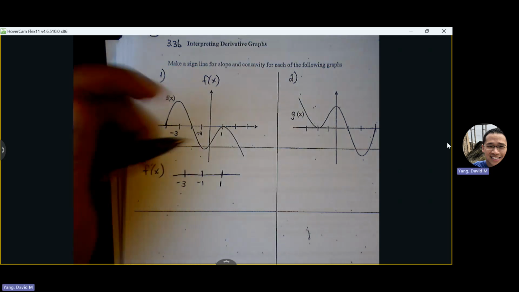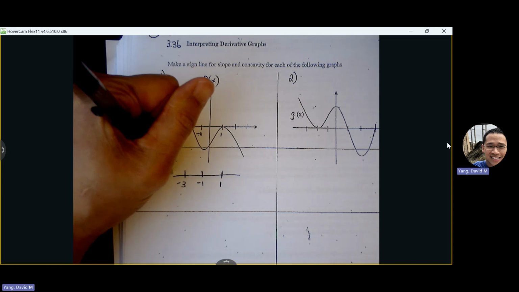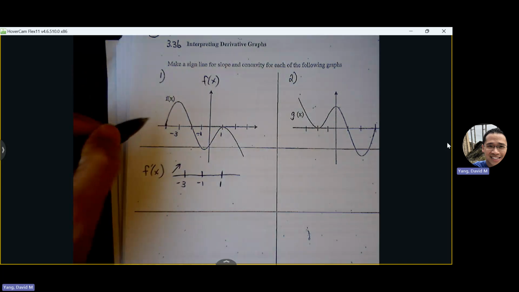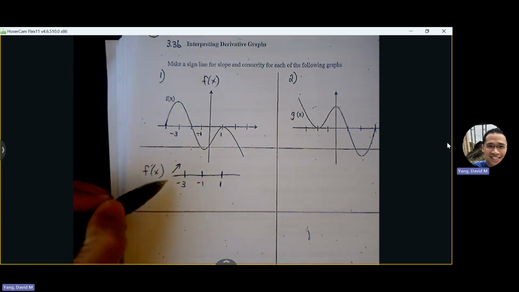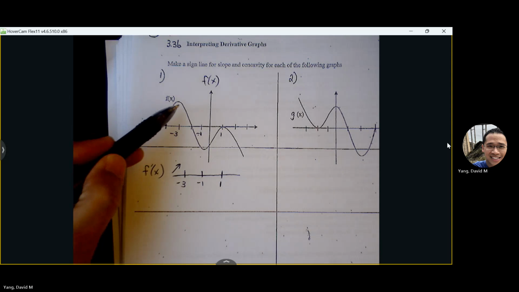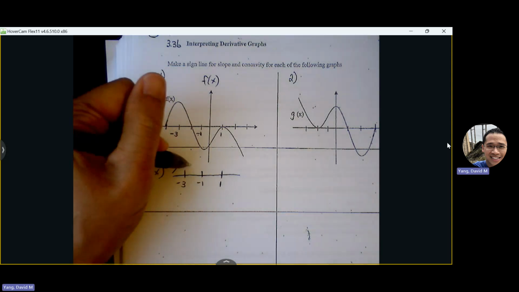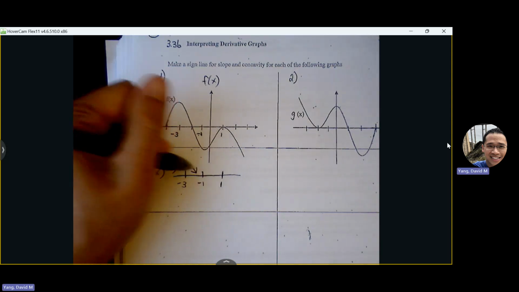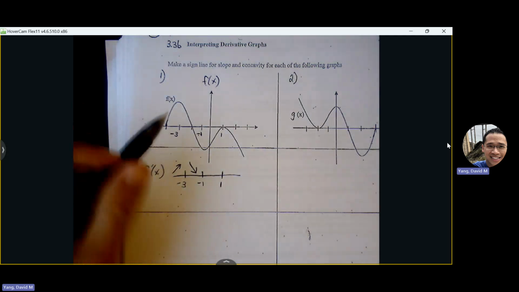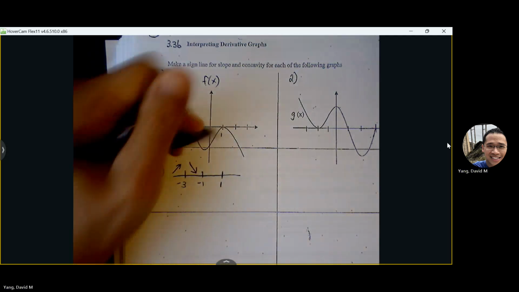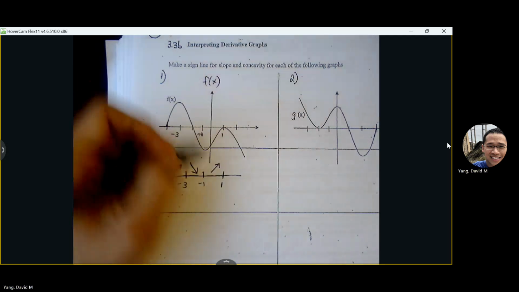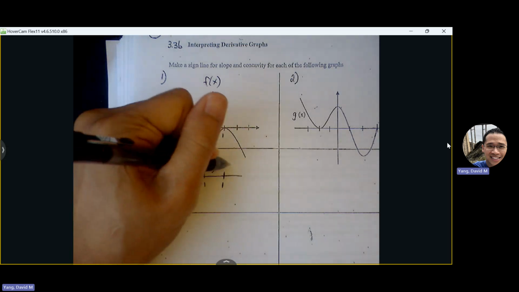Yeah, so positive slope. Okay, so I'm going to use an arrow pointing up to indicate how my slope is looking. Between -3 and -1, what do you see? Decreasing slope. Okay, so I'm going to use a down arrow to indicate how my graph is moving generally. From -1 to 1, positive slope. And then from 1 on, negative slope.